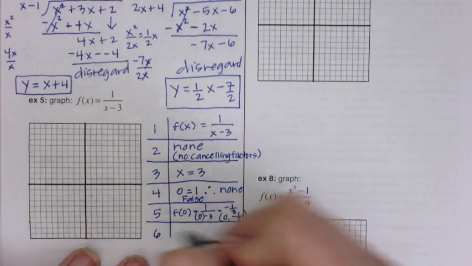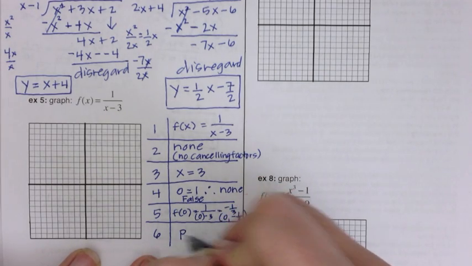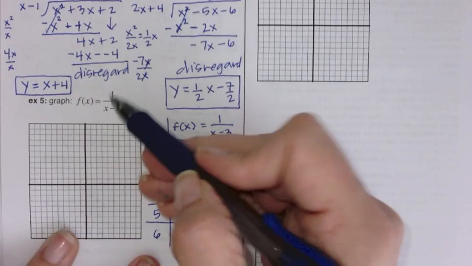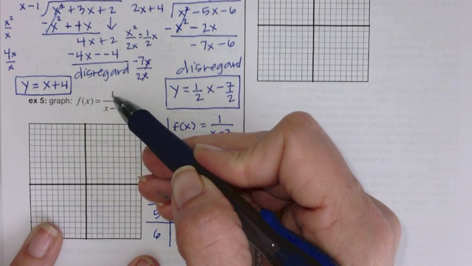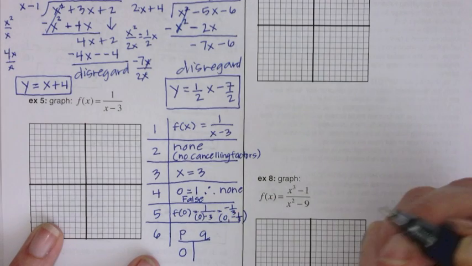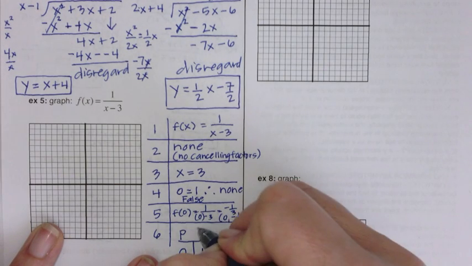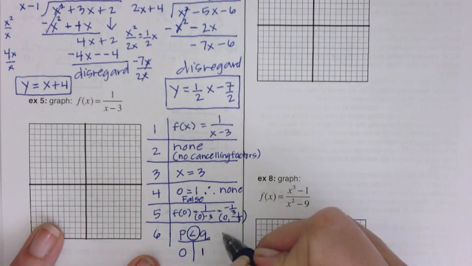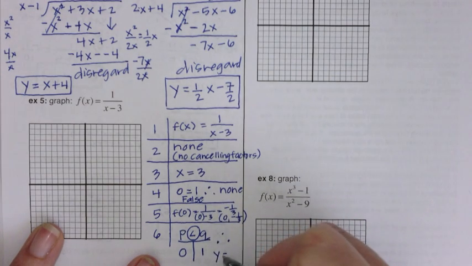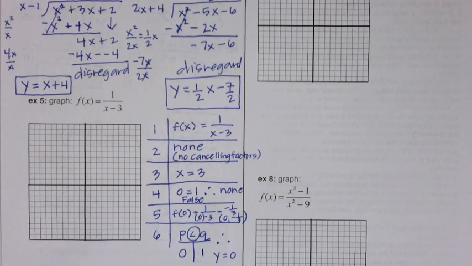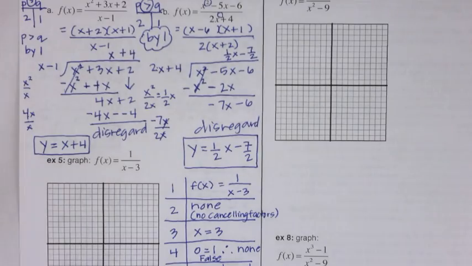Step 6 is the horizontal asymptote. So I'm going to do P and Q. Because the numerator is a constant, that's like x to the 0, so its highest power of x is 0. Here it is 1. When I compare those, P is less than Q, therefore it's y equals 0. And again, that's on the front. Once you get through your chart, you're going to plot all those things that you have: intercepts, holes, whatever you got.